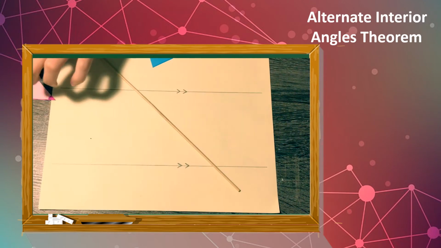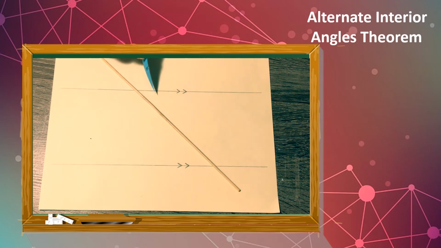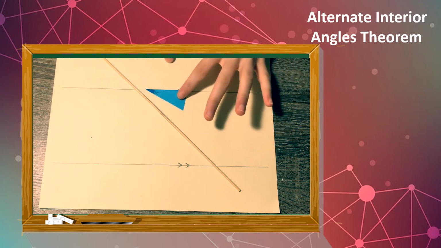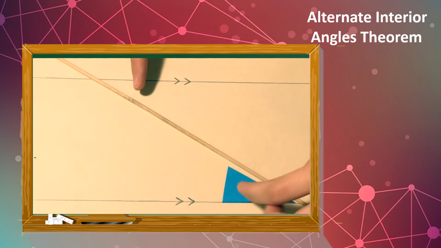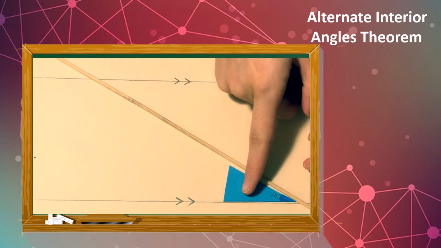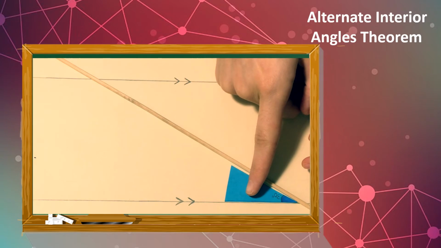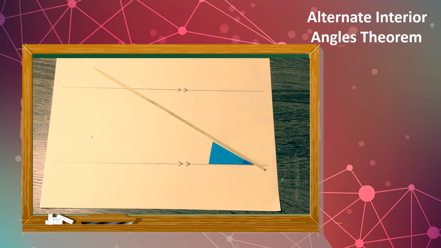Last but not least, and by the way, this angle doesn't have to be 60 degrees, 45 degrees, or 30 degrees. It can be any type of angle. I just wanted to show a couple examples. Since the alternate interior angle of this angle is this one, we put the angle here and it fits. Now you know how the alternate interior angles theorem works. Now we can move on to the geometry problem.